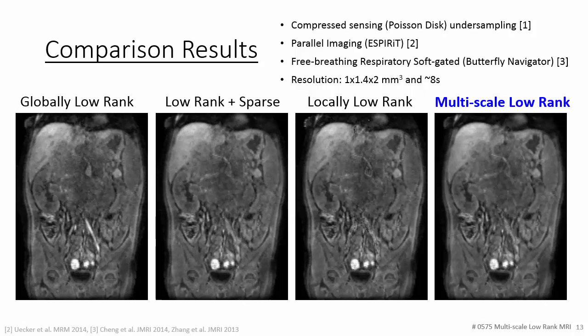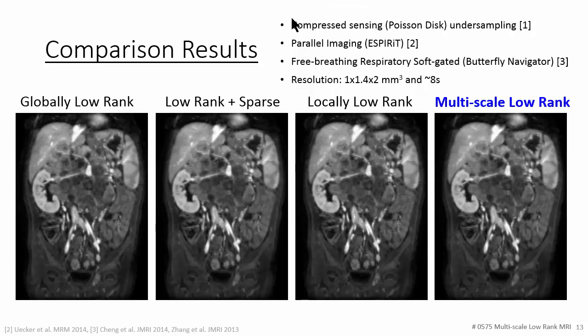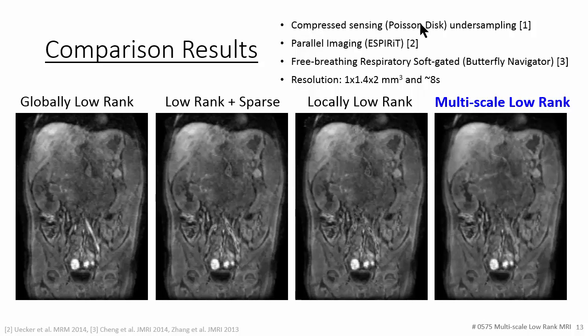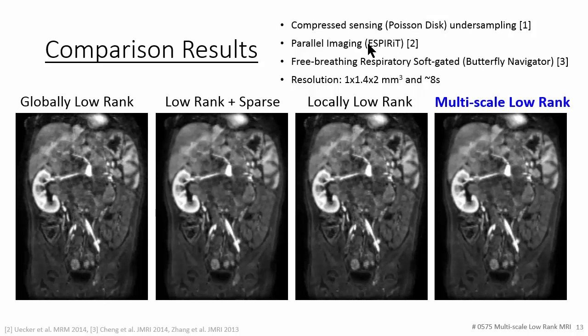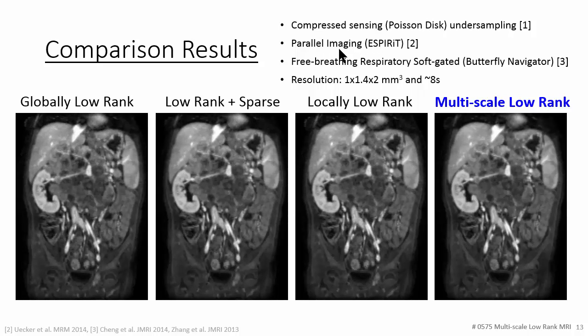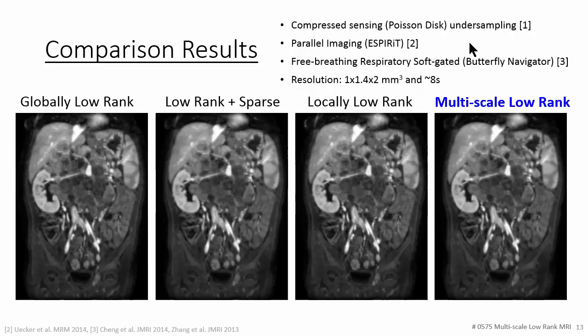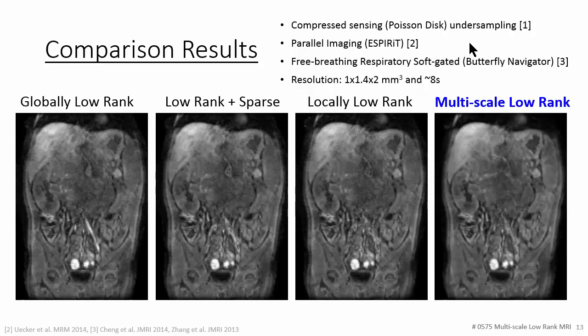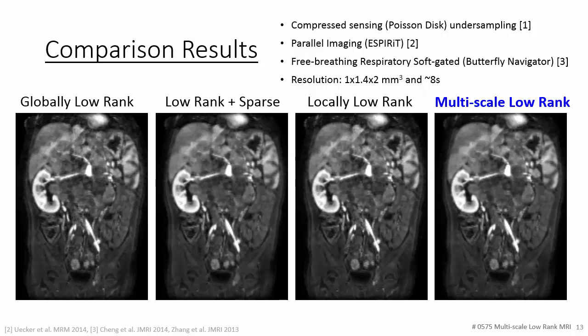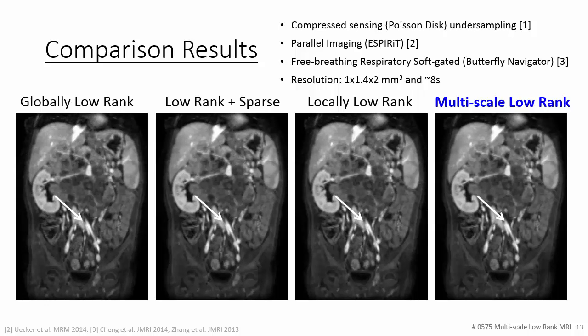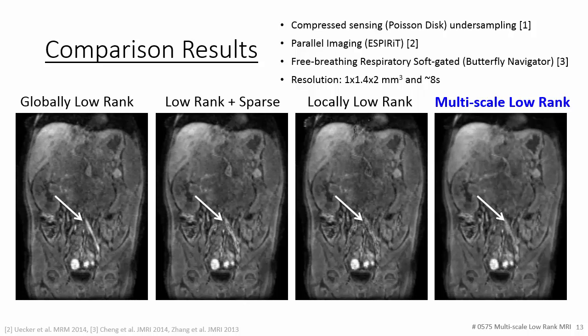So here are the comparison results. We've incorporated compressed sensing with a VD-RAD undersampling, and also parallel imaging and respiratory soft gating. Now, if you look at these results at first sight, they actually look quite similar. But if you look closer, for example, at this vessel, you'd start to see some differences.